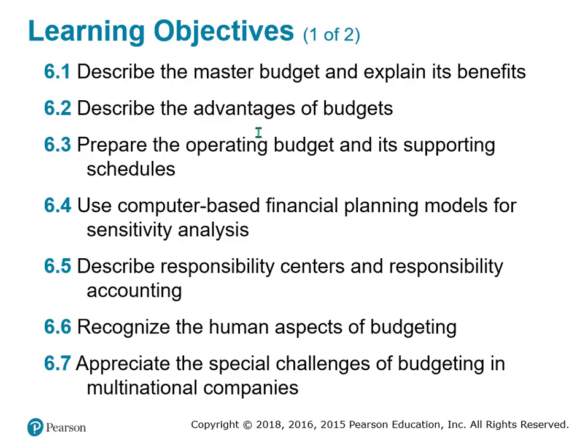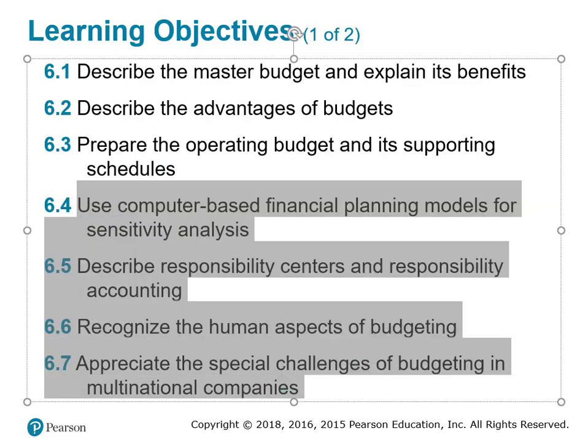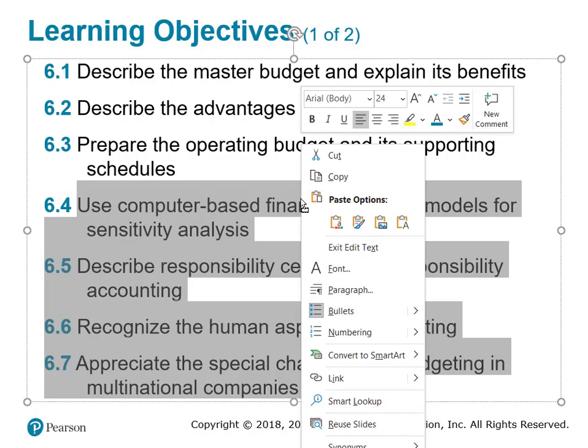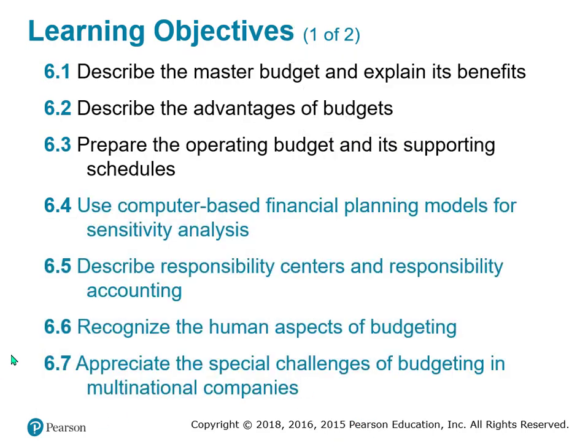We've described the budget, looked at advantages. We also spent a lot of time preparing the operating budget and supporting schedules. Now we're going to look at these learning outcomes, and we really just need to read this in the textbook, because this is where the information is, and this is the stuff that multiple choice questions are made of.